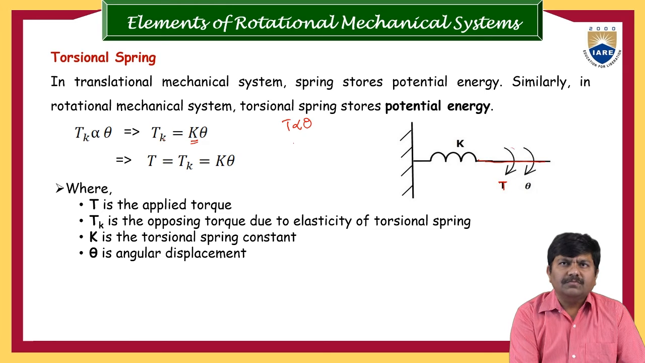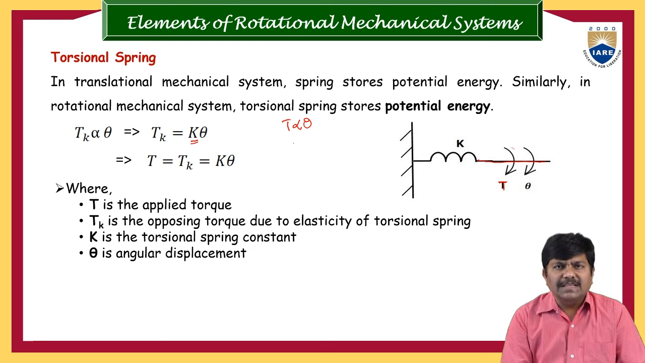Because of this elasticity nature, some opposing force, because of the elasticity of the spring, will appear, which is nothing but Tk. So again Tk and T, as per Newton's second law of motion, we can equate the applied force with the force generated because of the elasticity nature of the spring. So T is equal to Tk, which is nothing but K theta. Of course, it is a simple algebraic equation. This is the equivalent mathematical model of the spring.